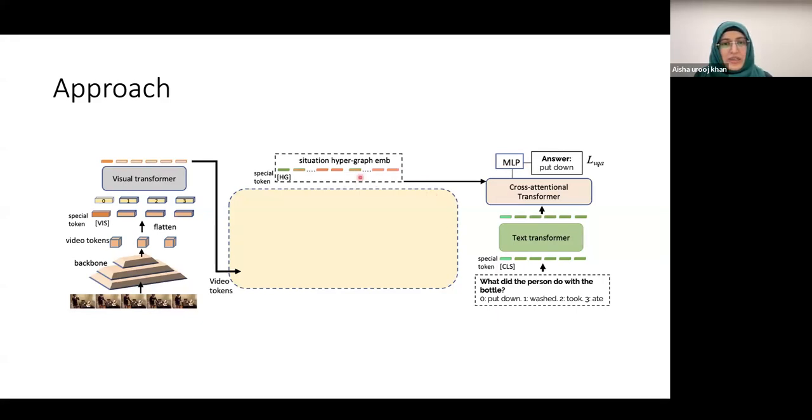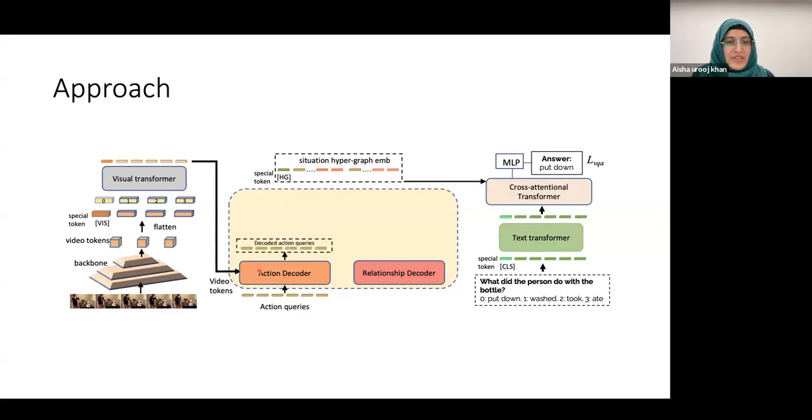Now, the question is how we are learning the situation hypergraph embeddings. For that purpose, we take this action decoder. This action decoder takes video tokens, and it has trainable action queries. These queries are passed to the action decoder, which takes video tokens as context, which means the keys and values are coming from the video tokens. Then it gives us some decoded features for actions. These features are passed through a prediction head, whose goal is to predict which actions are happening in the video.